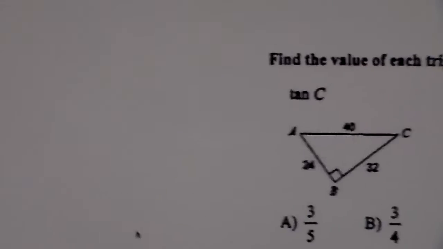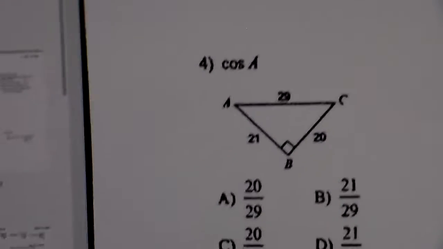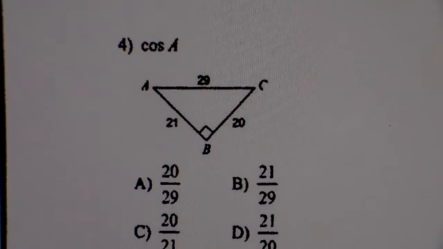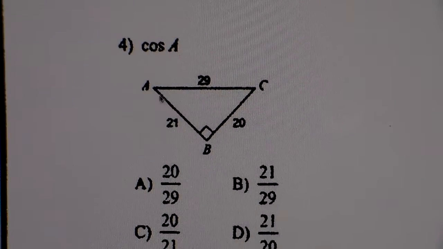Let's try number 4. Number 4 is cosine of A. So my reference angle is right here, A. Cosine is adjacent over hypotenuse. So 21 over 29. Now my answer would be B.